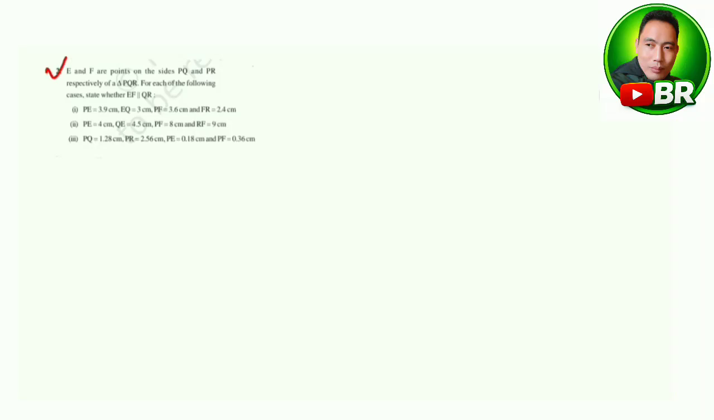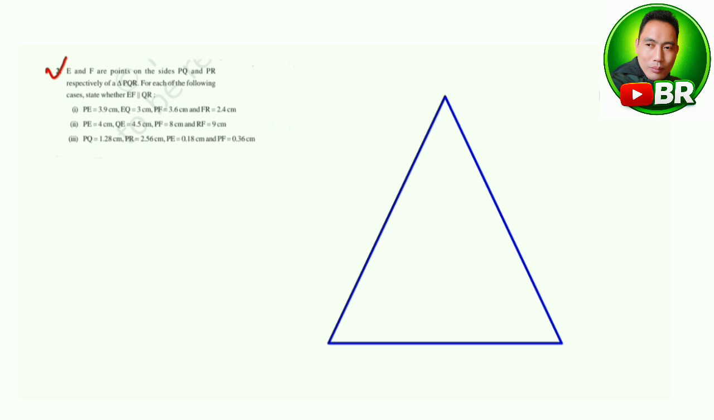Question number 2. E and F are points on the sides PQ and PR respectively of a triangle PQR. Okay, firstly, let's make a triangle PQR. Okay, here is a triangle PQR and here is point E on the side PQ and another point F on the side PR.